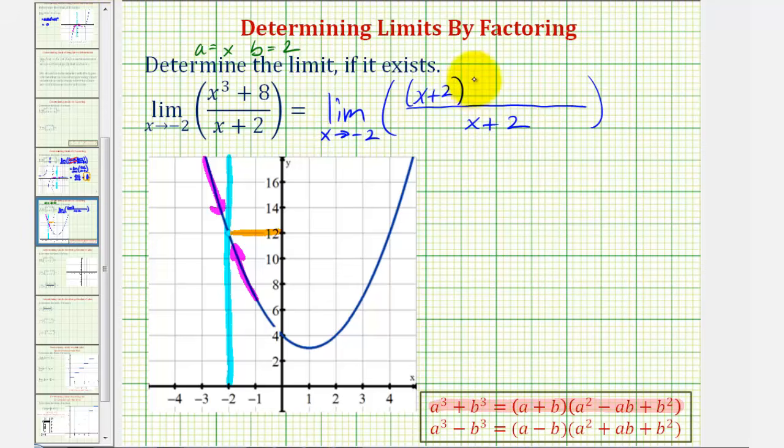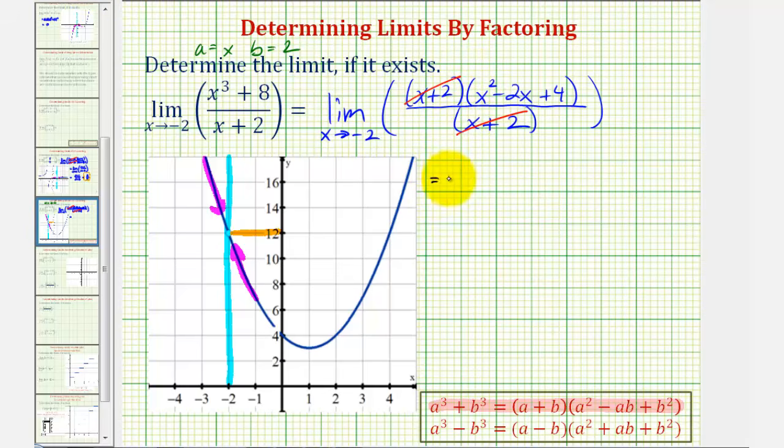So for a squared, we'd have x squared. And then minus a times b, that'd be minus 2 times x, or minus 2x. And then plus b squared, that'd be plus 2 squared, or plus 4. Notice in factored form, we do have a common factor of x plus 2. Notice the 0 of these two factors is x equals negative 2, which is where the hole occurs. So now we can simplify out this common factor and use the simplified function to determine this limit algebraically.